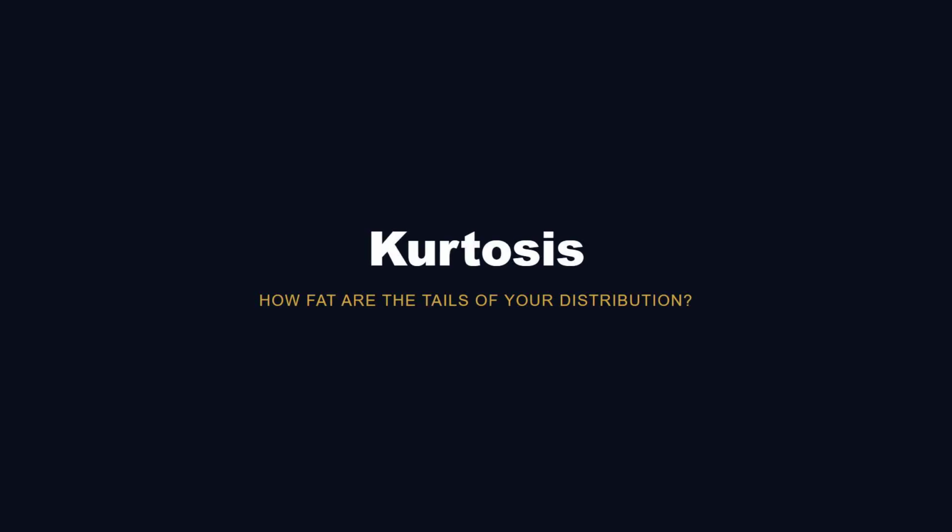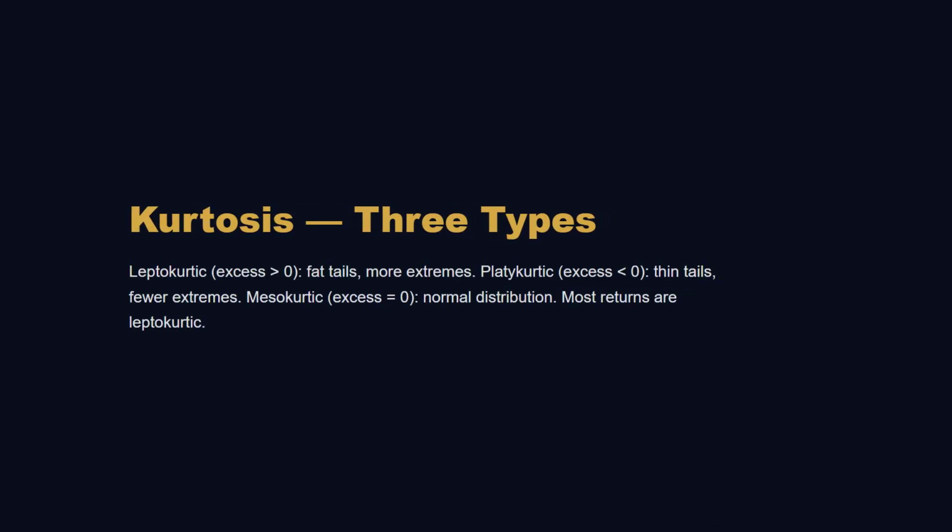Type 5. Kurtosis. How fat are the tails? Kurtosis measures the thickness of the tails and the peakedness of a distribution. A normal distribution has a kurtosis of 3. This is the benchmark. Excess kurtosis equals kurtosis minus 3. A normal distribution has excess kurtosis of 0.